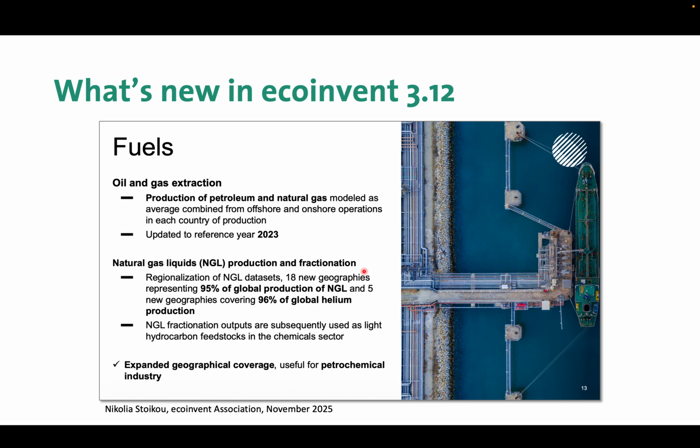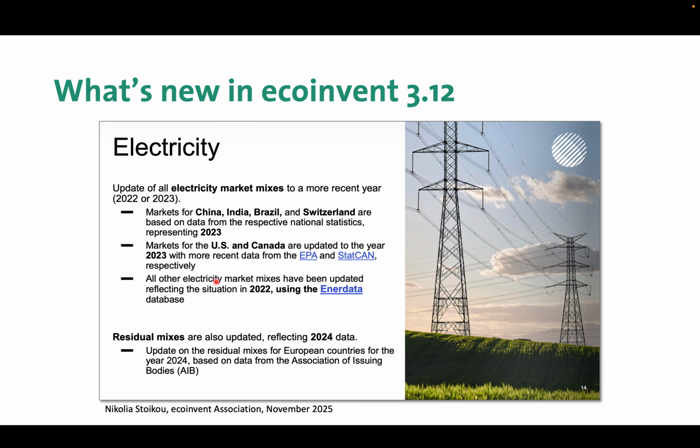Then there were new geography datasets added, so new processes added in 18 new geographies for natural gas liquids. Also, as every year, of course, the electricity markets got updates. So every year, this is shifted by 1 year further, roughly. And there are electricity markets like China, US, Canada, which have the reference year 2023. The EU typically is 3 years behind, 2022 now, and residual mixes are from 2024. So this shifts every year by 1 year, obviously.